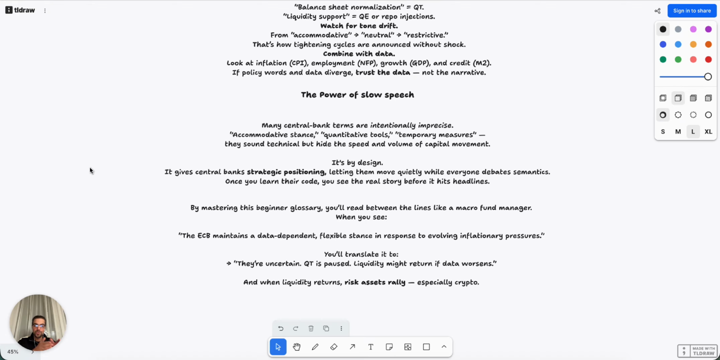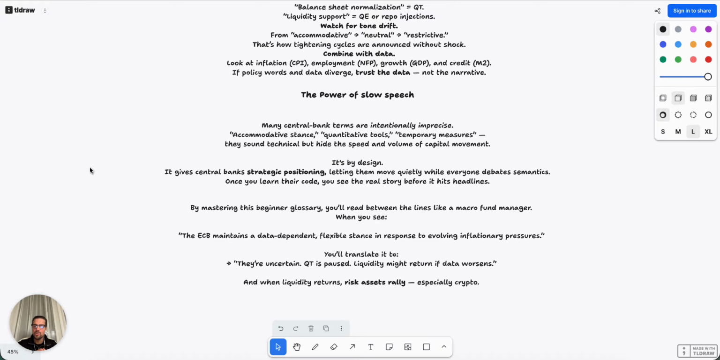So then you move to the data, you follow the data, the numbers, right? The most important numbers, and we will talk about them in the future. So basically that's how you read those statements, not like a book, sentence by sentence. If you read "the ECB maintains a data-dependent flexible stance," and so on, and you have no idea what it means, you read it from behind the lines, okay?